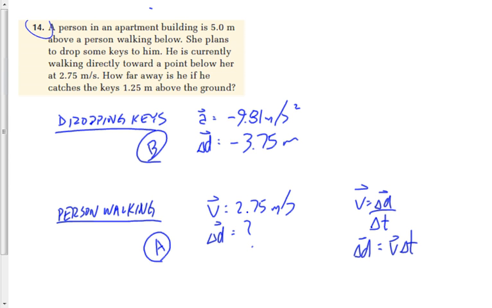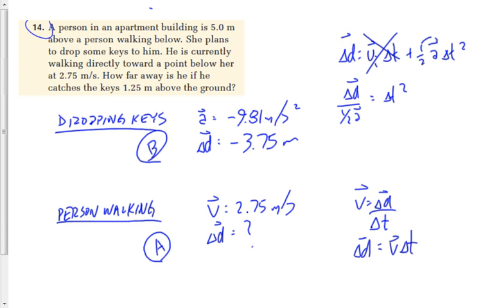Let's say for the dropping keys, delta D is equal to V_i T plus 1/2 A T squared. If the keys are dropped, then V_i would be equal to 0. Let's solve for T here. Let's take the half A over by dividing, delta D over 1/2 A. And now let's square root that. So delta T becomes the square root of delta D over 1/2 of A. So we're going to say it's delta D, which is negative 3.75, over 1/2 of negative 9.81, and then we're going to square root that.